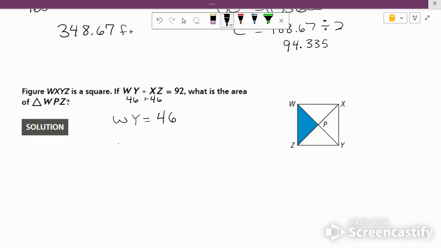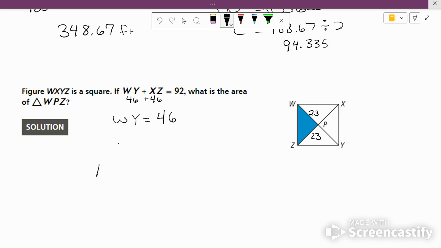Now, we don't want WY, we want WP. In a parallelogram, which a square is a parallelogram, the diagonals bisect each other. So how long is WP? If WY is 46, how long is WP? 23. How long is ZP going to be then?